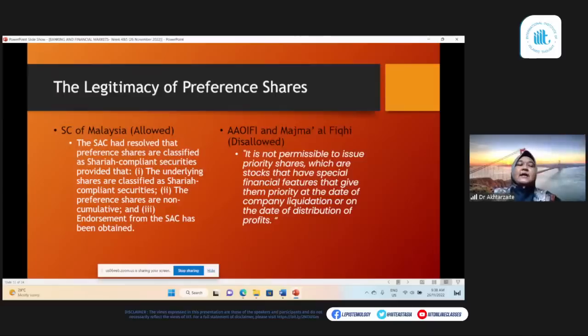So in Malaysia, we allow certain types of preference shares with certain conditions, on the basis of tanazul. What does tanazul mean? Before they allow the preference shares, they must have the agreement of the ordinary shareholders. They will give a waiver of their rights in the AGM. So that is the basis we are coming from in Malaysia. We said that permissibility of preference shares.